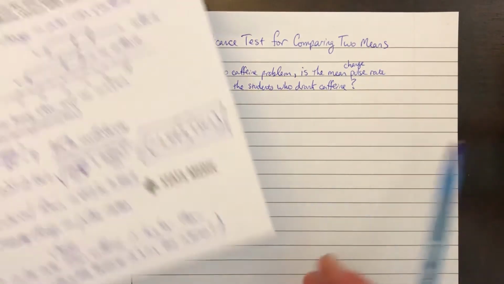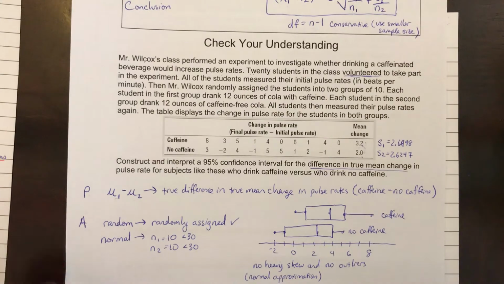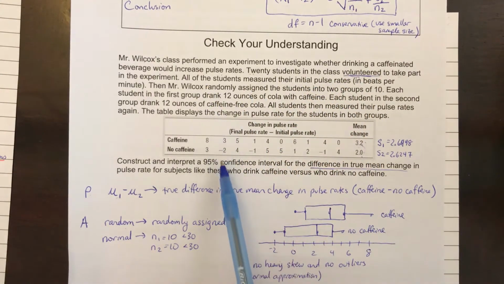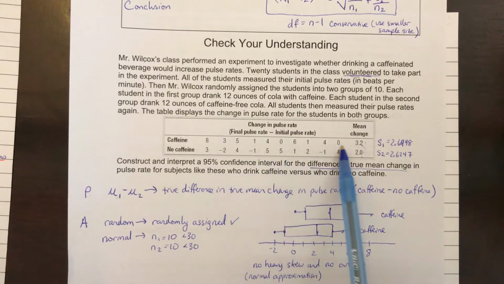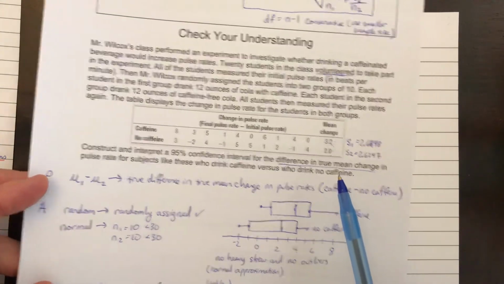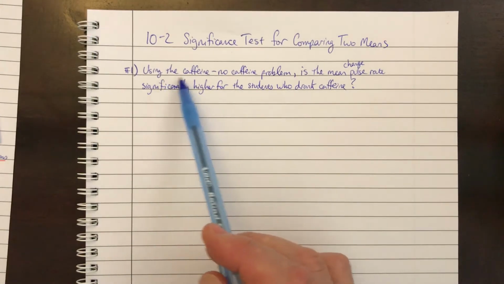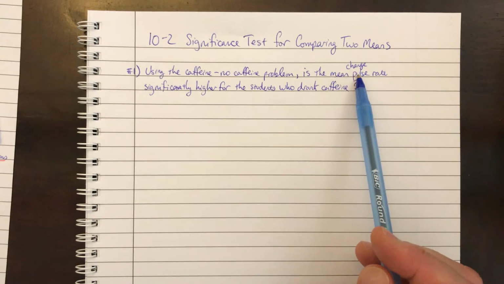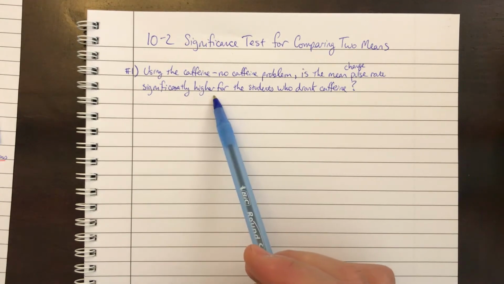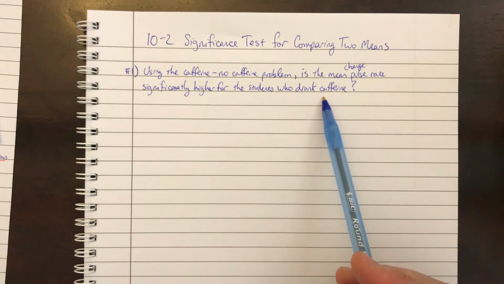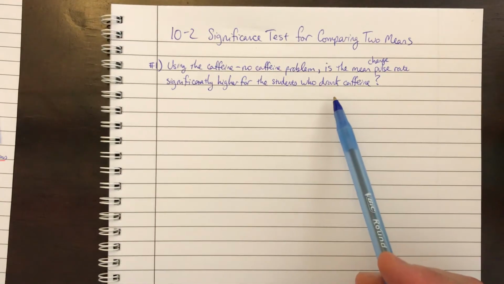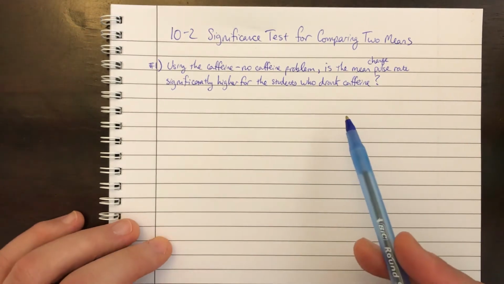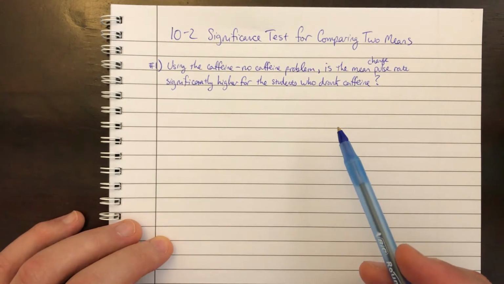And the problem, this was Mr. Wilcox's class, talking about students drinking caffeine versus non-caffeine, and then looking at the change in their pulse rates. And so we're going to take this problem, and now using the caffeine minus no caffeine problem, is the mean change in pulse rate significantly higher for the students who drank caffeine? So is it higher for the ones who drank caffeine than the students who did not have caffeine? So now we're going to do a significance test.